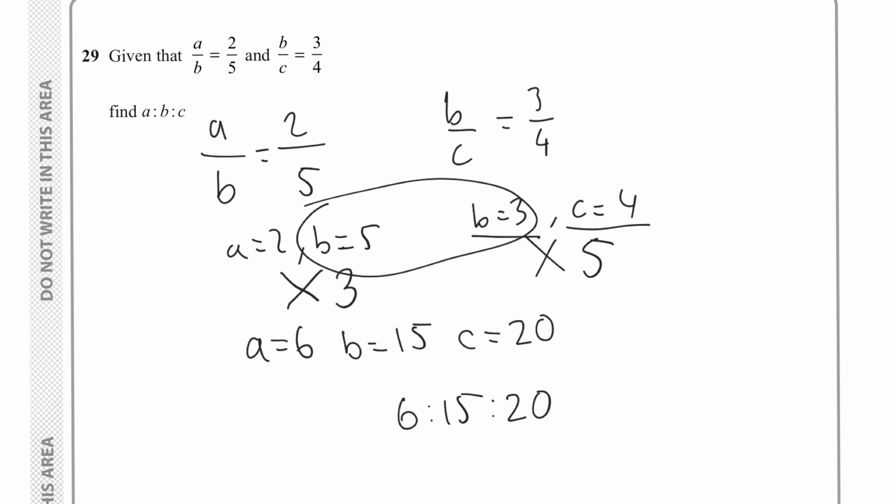We're going to try and find a common factor now to see if we can simplify this further. But unfortunately, we cannot because they don't all share a common factor together. So 2 doesn't go into all of them, 3 doesn't go into all of them, even 5 doesn't go into all of them. So that's the simplified answer. So it's just 6 to 15 to 20.